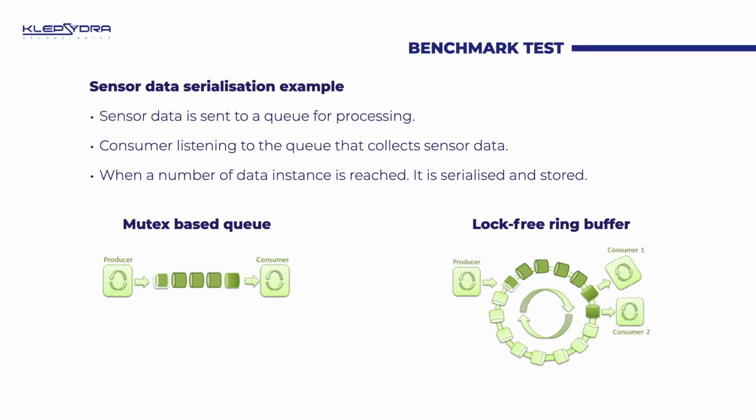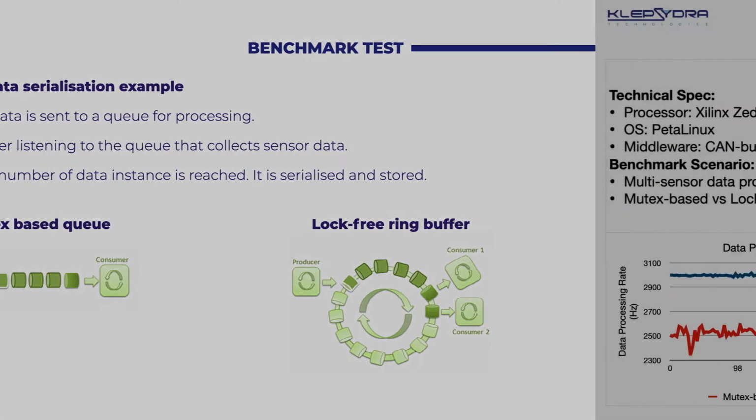At Klepsydra, we have been working with this for a while now, and I'm presenting one particular benchmark we have done with these techniques. We have done a very simple case where we use several sensors producing data and stuffing it into a queue. On the other side of the queue, there is a consumer listening, which stores data in memory. When a certain number is reached, it is serialized and stored to file. Quite a simple case, yet very close to many of the things that satellites do on a regular basis, like telemetry or whatnot. We compare a traditional mutex-based or lock-based queue with one of our lock-free ring buffers, and the results are here.